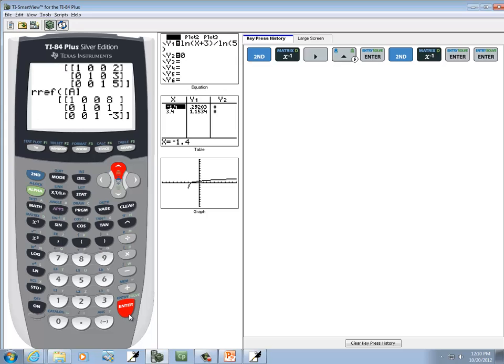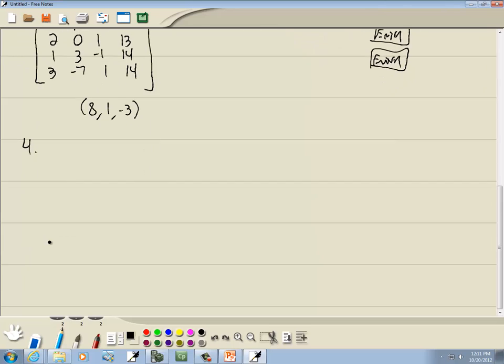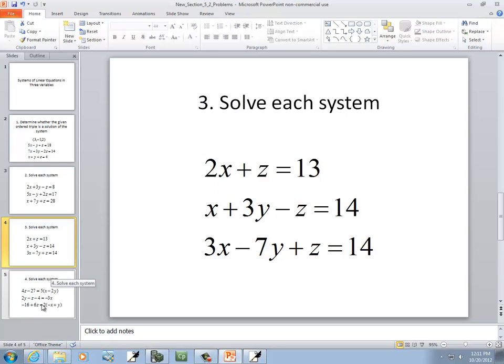And our answer is, well, assuming we got diagonal 1s and 0s everywhere else in our first 3 by 3 square, our answer is the right-hand side column. So our answer to this one would be 8, 1, and negative 3. Okay, I'm lying. While we're at it, let's go ahead and just put 4 into our calculator, and then we'll go back and do them both by hand.